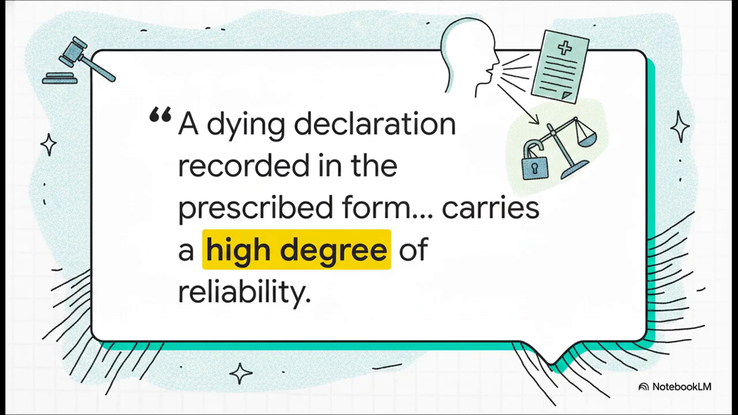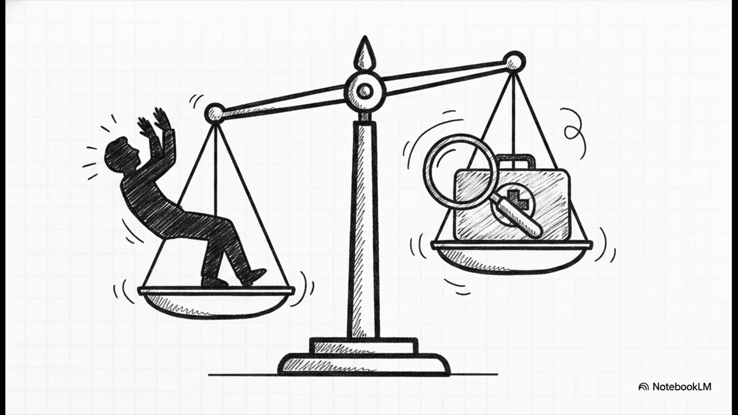The legal presumption here is that a person standing right at the absolute threshold of death has absolutely no motive to lie. They are meeting their maker. It is quite literally the voice of the victim echoing from beyond the grave, pointing a final finger at their killer. But what about confessions from the accused themselves?